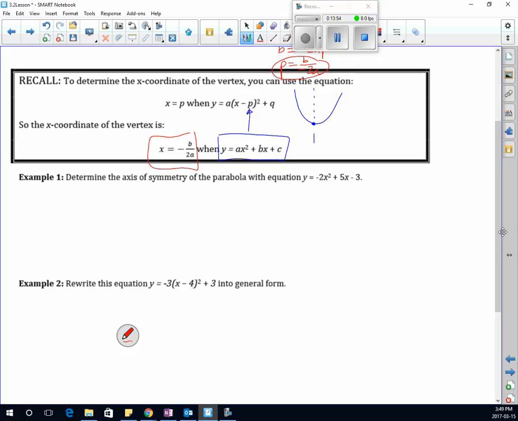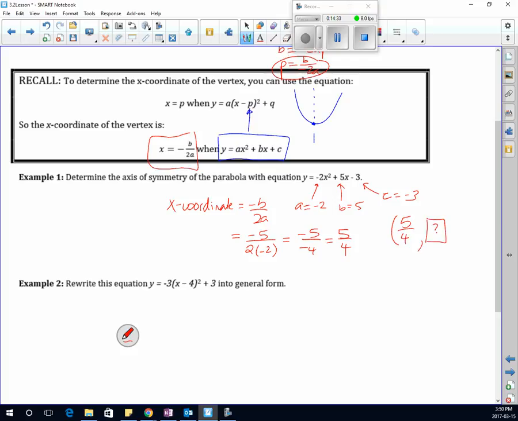Determine the axis of symmetry of the parabola. Well, look at this. a equals minus 2, b equals 5, and c equals minus 3. If the x coordinate of the vertex is equal to minus b over 2a, that means it is minus 5 over 2 times minus 2, which is minus 5 over minus 4, which is 5 over 4. So the coordinate of the vertex, I don't know what the y value is, but the x value is 5 over 4.